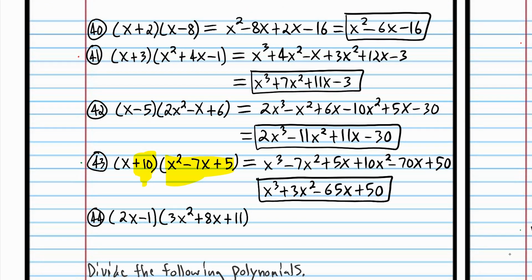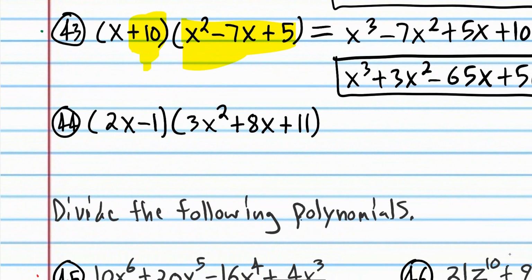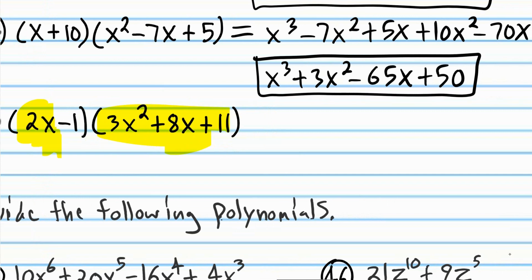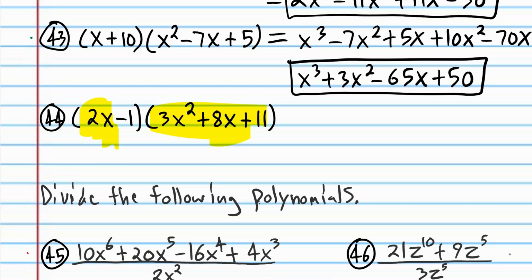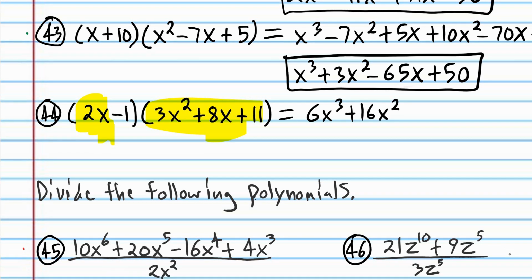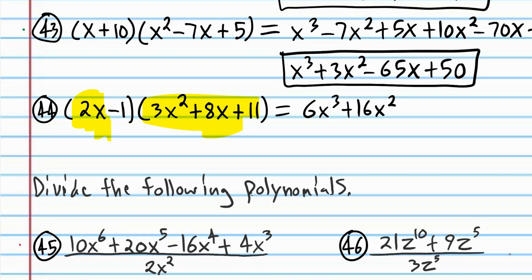Okay, we're back. We're going to start by multiplying 2x by all these numbers. 2x times 3x squared is 6x cubed. 2x times 8x is 16x squared. And 2x times 11 is 22x.